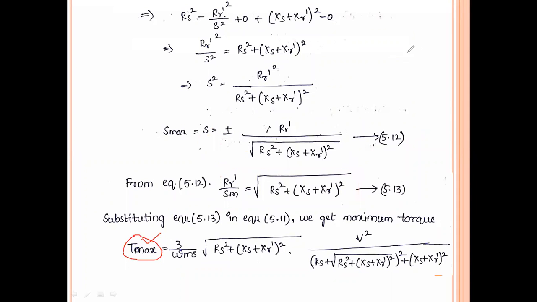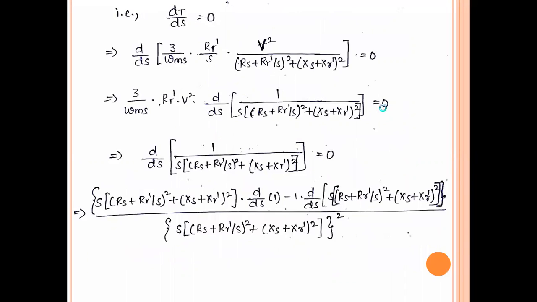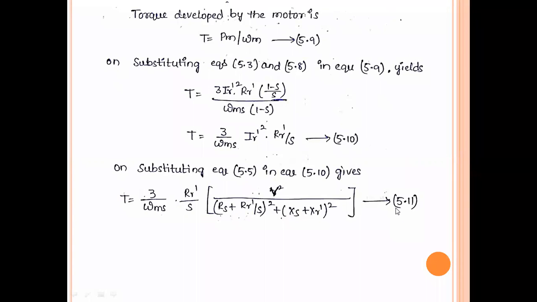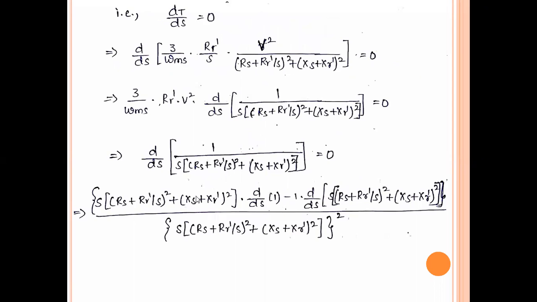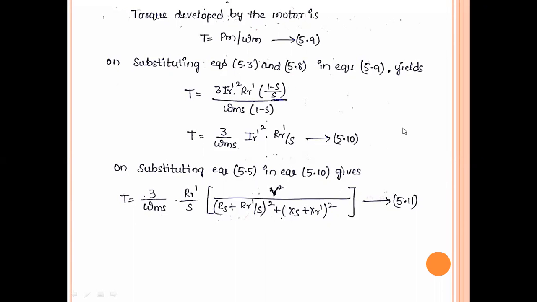Why? Because in equation 5.11, you can see here we have Rr dash by s, and here also Rr dash by s. We need to replace these two terms, because we need to make the torque independent of the slip. So that's why I'm completely eliminating the s term by simply replacing the Rr dash by s terms here and here.